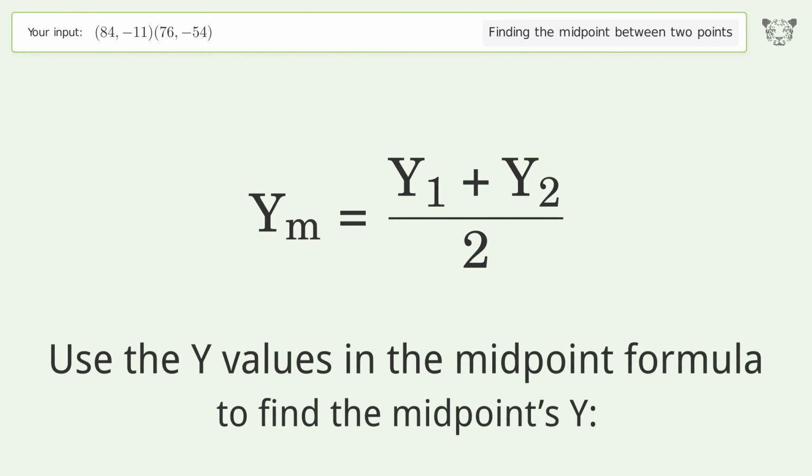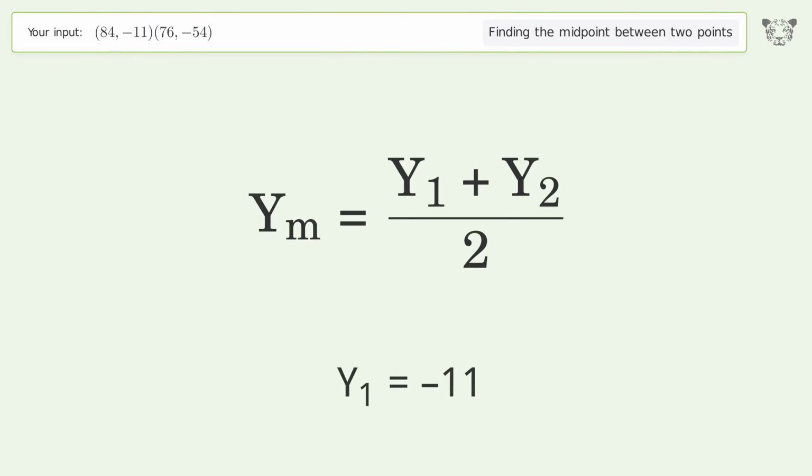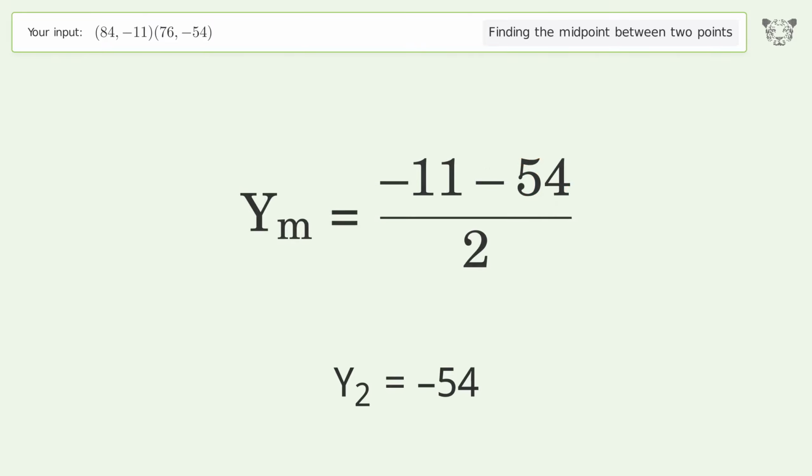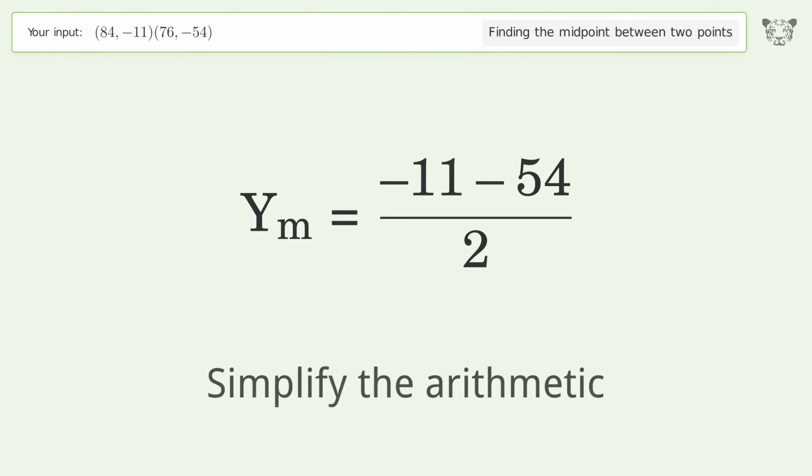Use the y values in the midpoint formula to find the midpoint's y. y1 equals negative 11. y2 equals negative 54. Simplify the arithmetic.